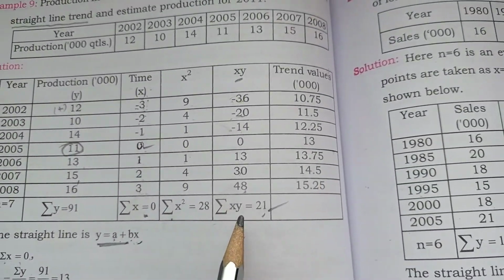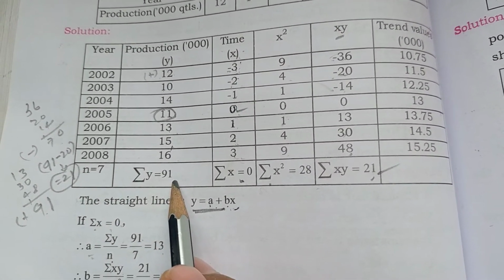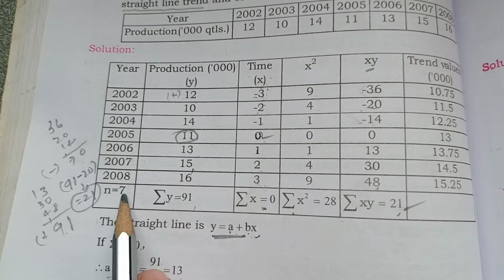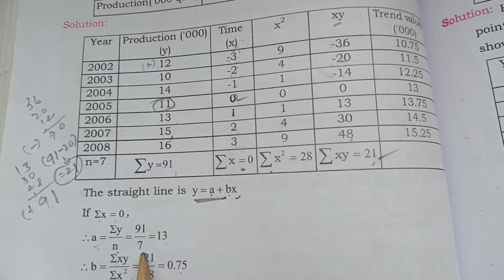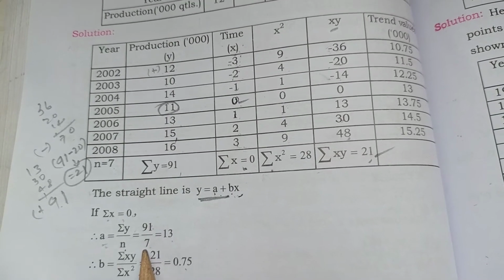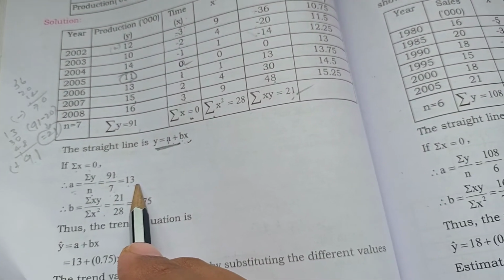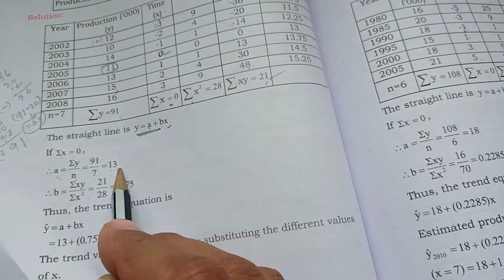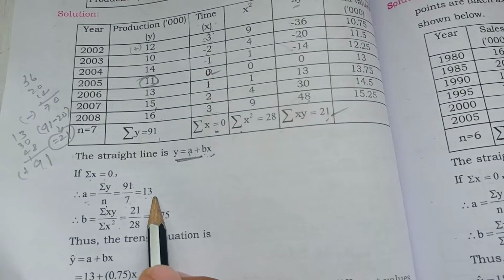What is the sigma y value? Sigma y value is 91. Divided by what is the n value? Total number of years. How many years have they given? 7 years. So 91 divided by 7 is 13. Just take a calculator and divide it, you will get the answer. 91 divided by 7, the a value is 13.